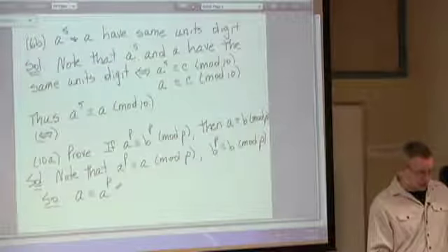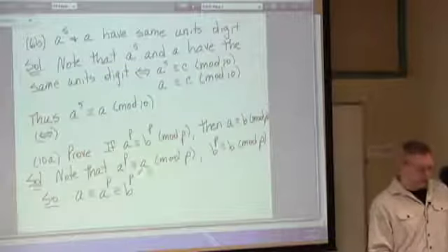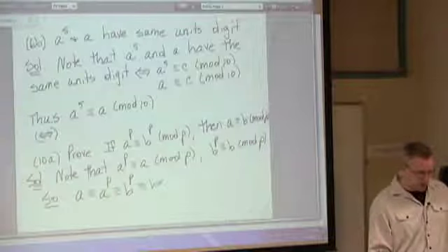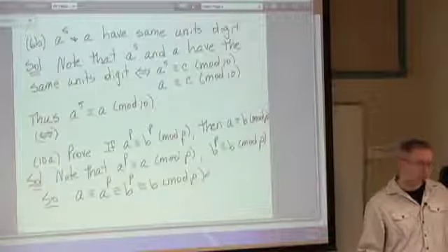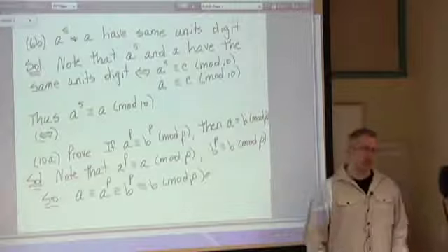And by assumption, A to the P is congruent to B to the P, right? That's our assumption in the problem. We know that B to the P, over on the right-hand side, is congruent to B mod P. And there you go. You're done. Use the transitive property of congruence, and you get that A is congruent to B mod P.